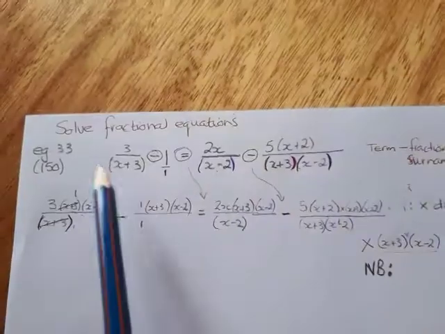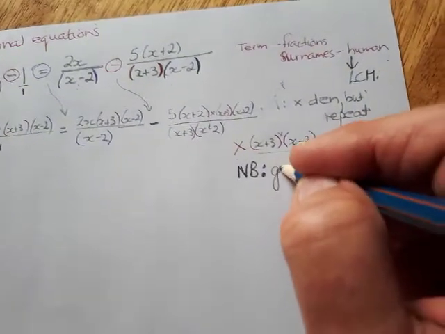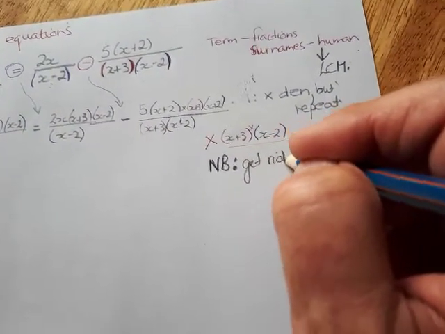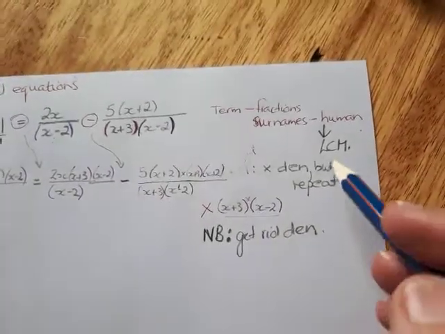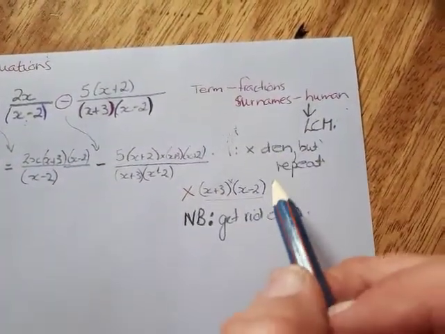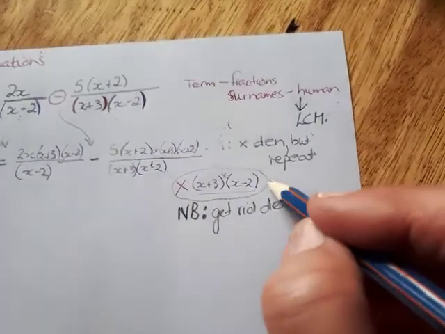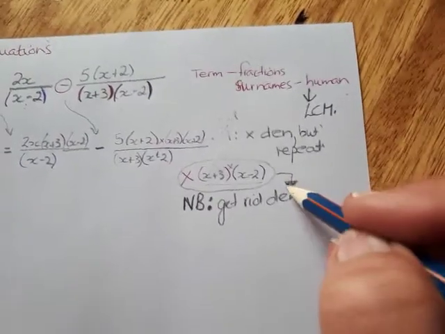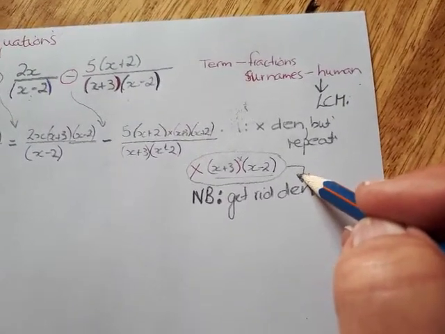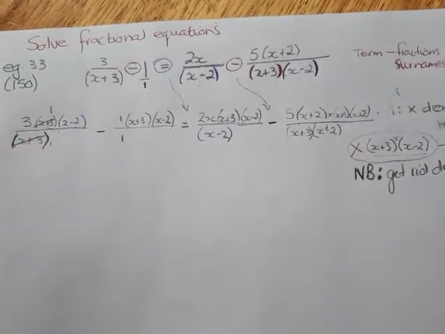When we have fractional equations, you want to get rid of the denominator. And that we do, people, by multiplying with the lowest common multiple. So this rule makes us get rid of the denominator. And if we get rid of the denominator, we have no more fractions. Okay, then we can go on and calculate normally.